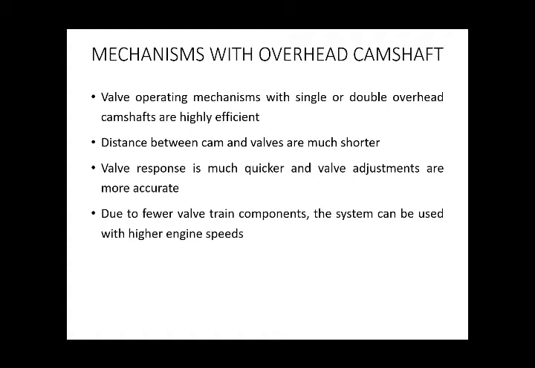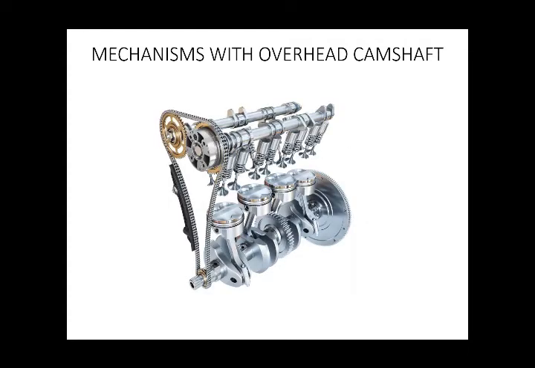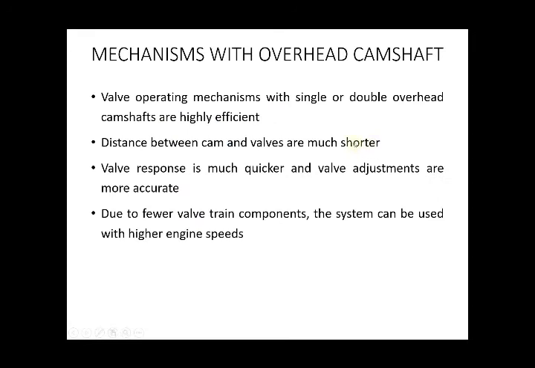Valve operating mechanisms with single or double overhead camshafts are highly efficient. So double overhead camshaft means two camshafts will be there. One camshaft is for operating the inlet valve, and the second camshaft is for operating the exhaust valve. So one camshaft will operate only on one type of valve, that is the inlet valve, and the other camshaft will operate only on the exhaust valve.